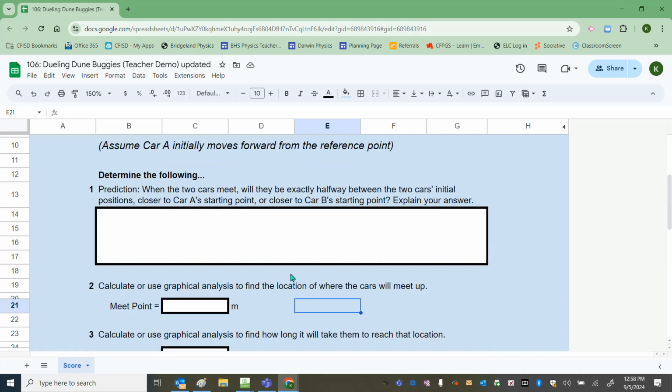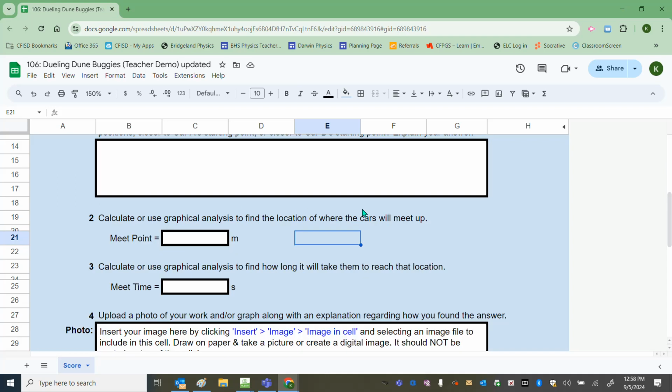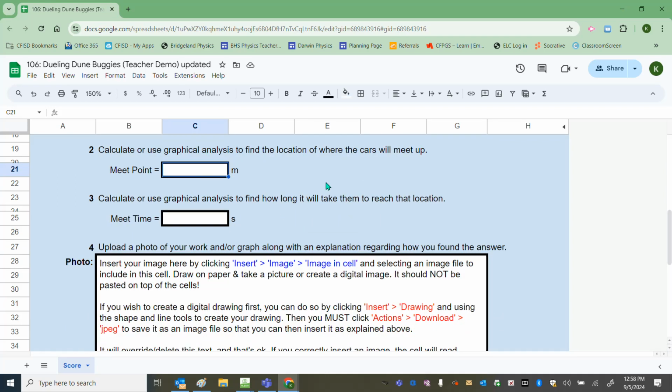If you read the instructions, it does tell you to round all number values to at least 2 decimal places and to write all answers in complete sentences. Okay, so please make sure when you put in these numbers you don't put 3. If it's not 3, don't type 3. If it's exactly 3, type 3.00, although I would be surprised if any of them were exact whole numbers.